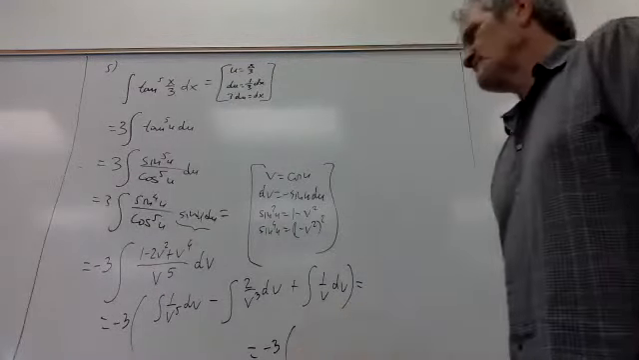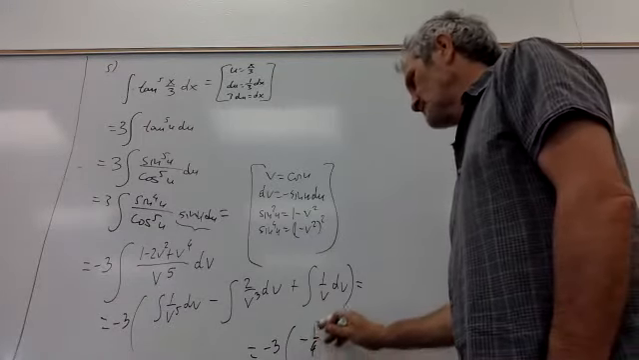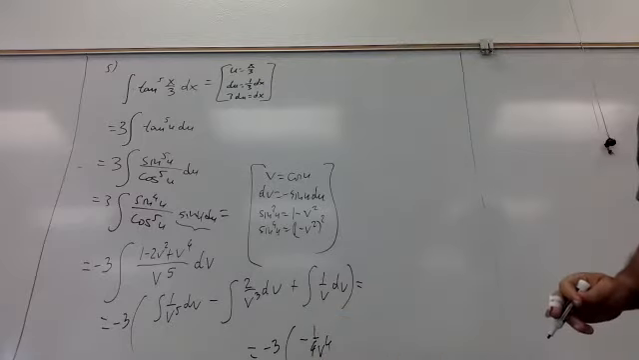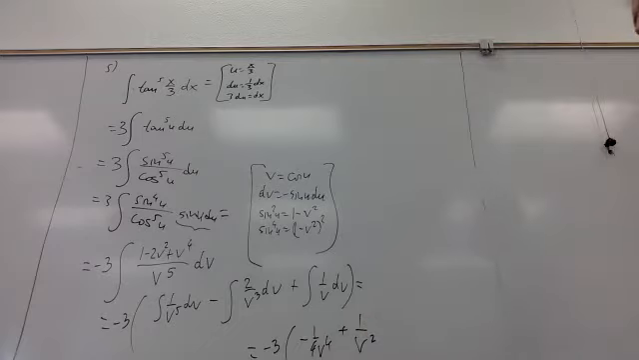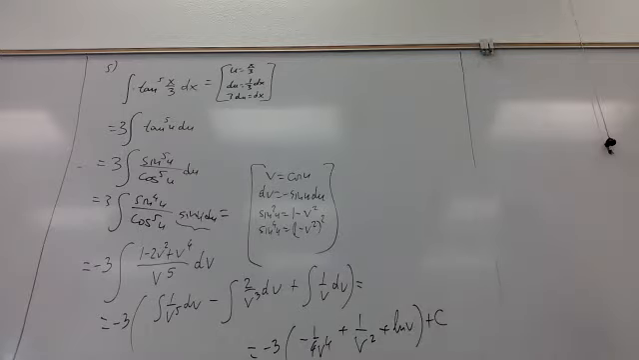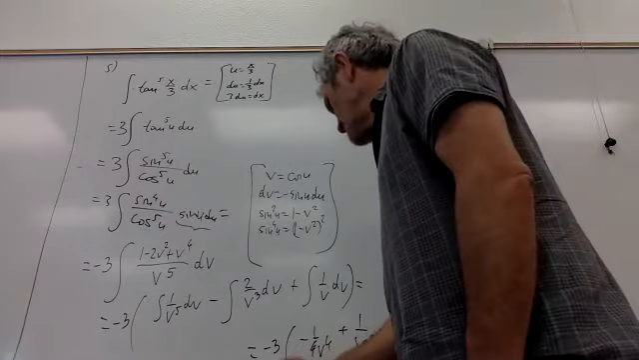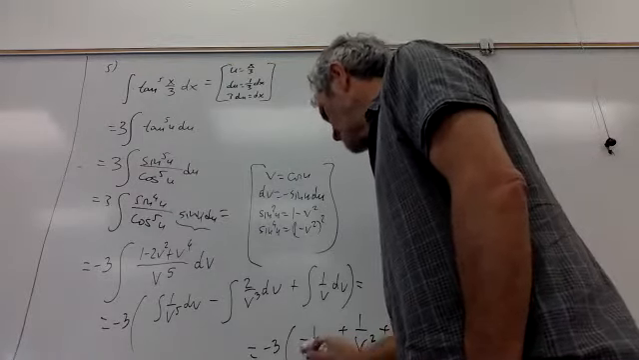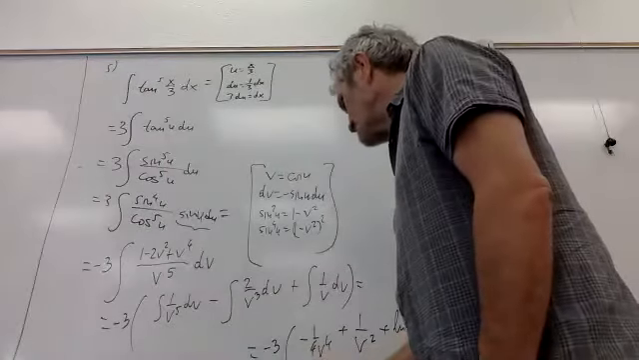Negative 3 times, this is V to the negative 4 over negative 4, negative 1 quarter V to the fourth. Plus 1 over V squared, because it's V to the minus 2 over negative 2, and negative 2 and negative 2 cancel each other out, plus ln V plus C. And that's it. So then we recall that V stands for cosine U, so it will be 3 over 4 cosine to the fourth, and then U will be replaced with x over 3.